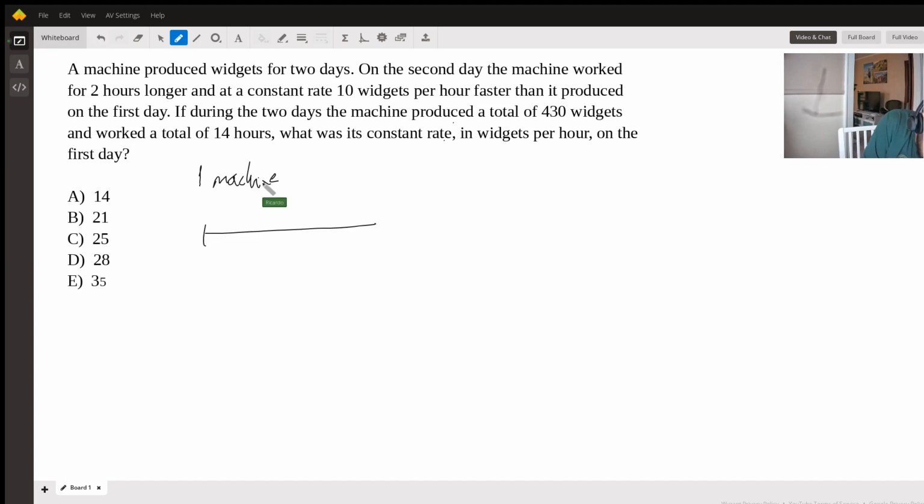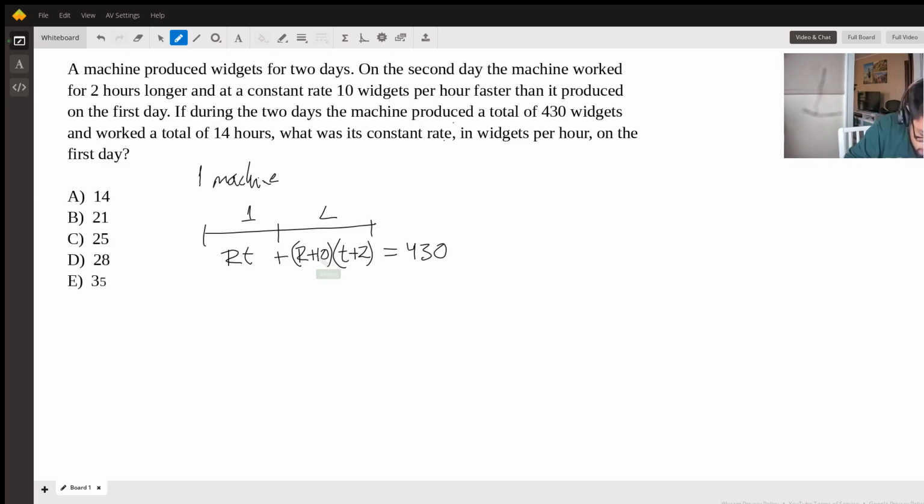worked for 2 days. So day 1 and day 2. And on the second day, the machine worked for 2 hours longer. So it's T plus 2. And at a constant rate of 10 widgets per hour faster than it produced on the first day. So that's R plus 10. And on the first day, we have R and T. And if during the 2 days, the machine produced a total of 430 widgets, 430.